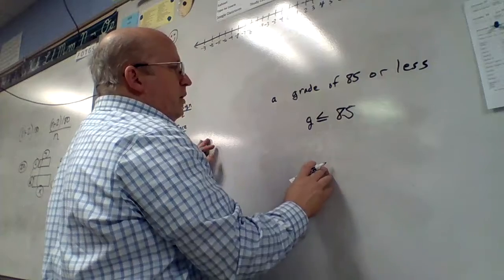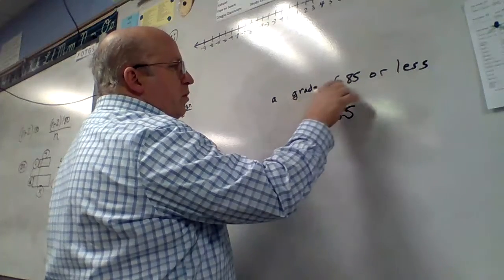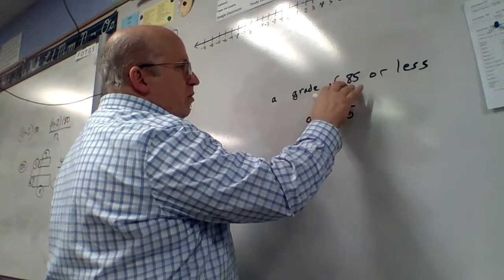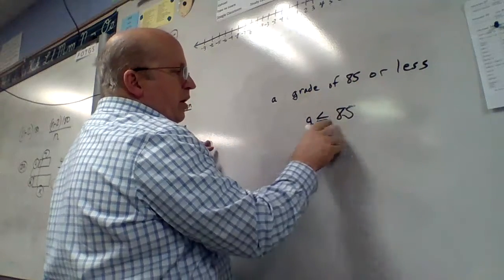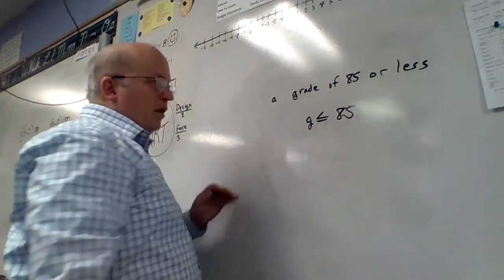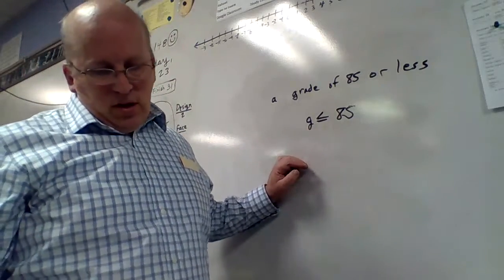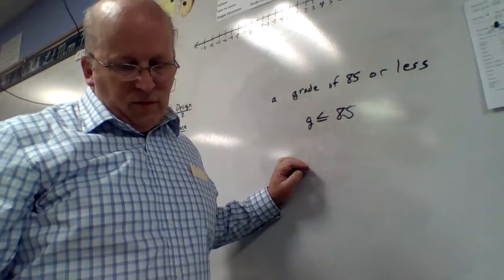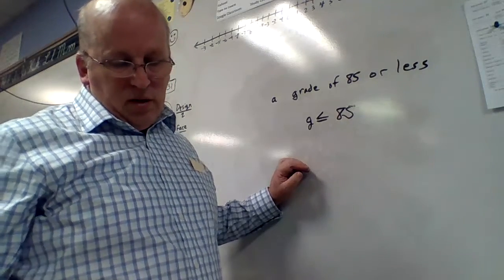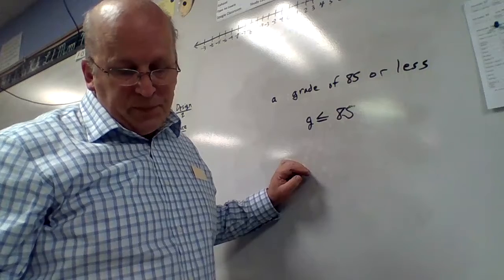Why did I write it that way? Well, the grade I'm looking for is going to be equal to 85, that's what this part says, or less than the 85. So my grade has to be less than or equals to 85. Now, in the case of 27, that one says a grade of 92 or better. So I'm going to have to think about a different inequality sign there.